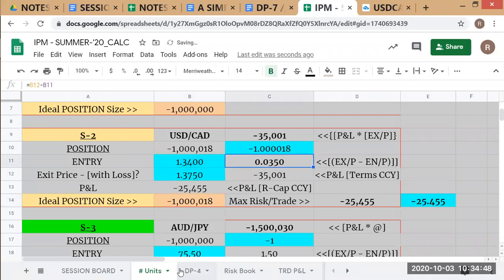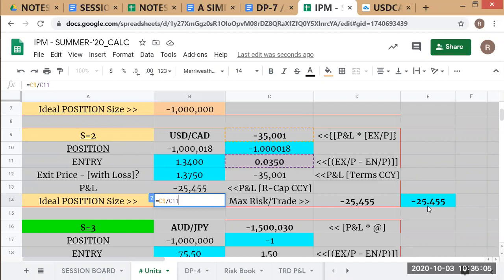All right, so if you look at this, you can see it is C9 by C11. C9 is here, C9 divided by C11 is here.